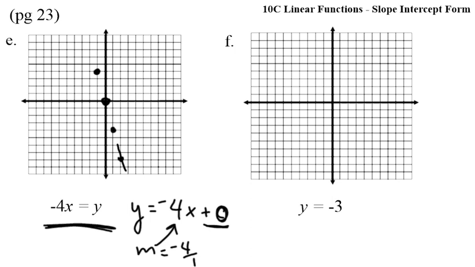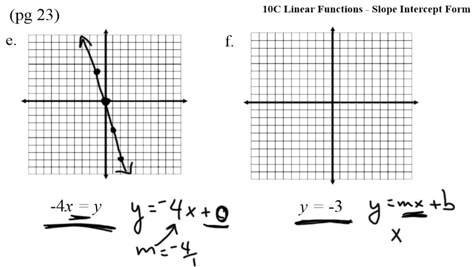We see the line going down. But if there is no b value, it's a b value of 0. F, y is equal to negative 3. Interesting one, because in this case, y equals mx plus b. Well, we don't have an x at all. So it's kind of like saying, what's our x value if it's not even there? X is 0, and b is negative 3. Well, negative 3 is here. Slope of 0.